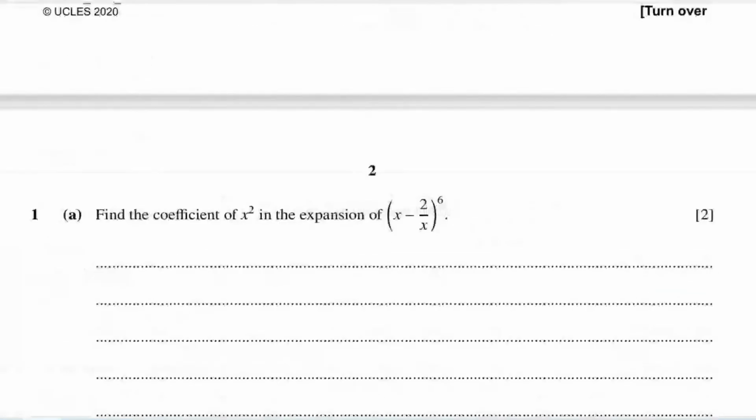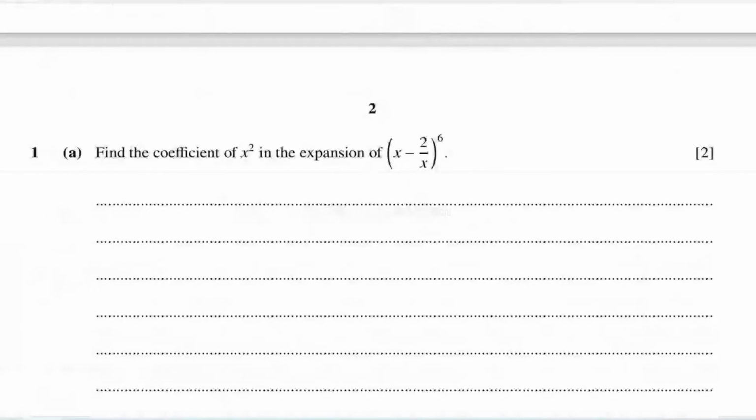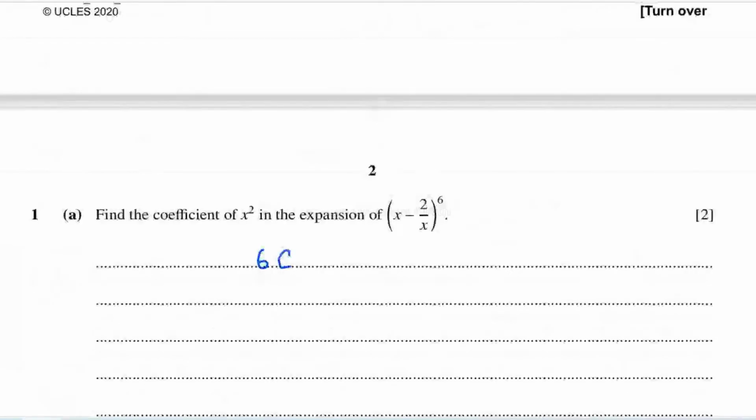The first question is find the coefficient of x square in the expansion of x minus 2 over x the whole power 6. This is the binomial expansion question. So in this question first you need to write the general term. 6c r, we need to find the r value, x power 6 minus r multiplied by minus 2 over x the whole power r.